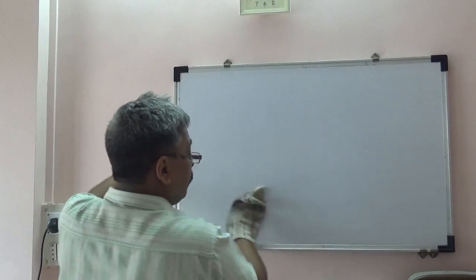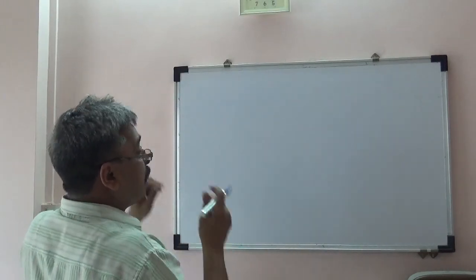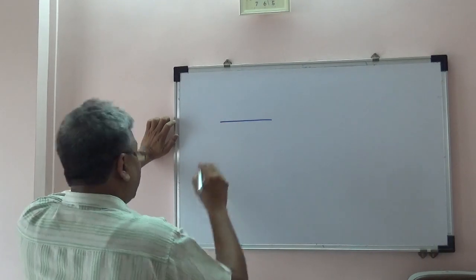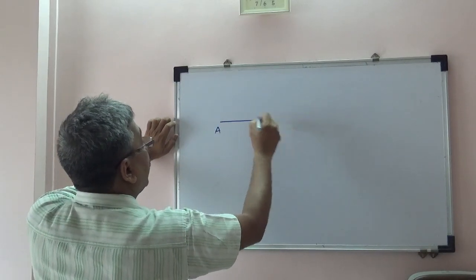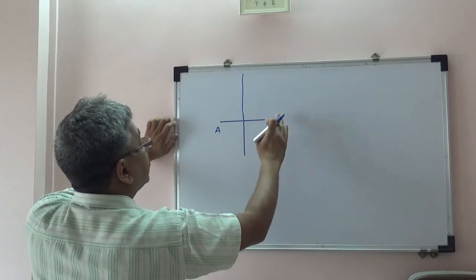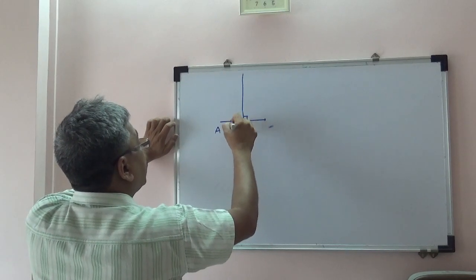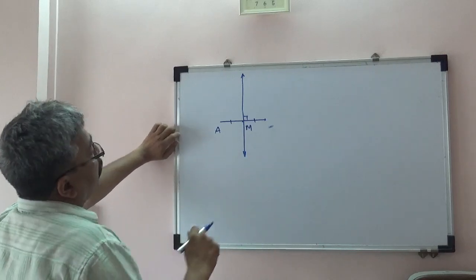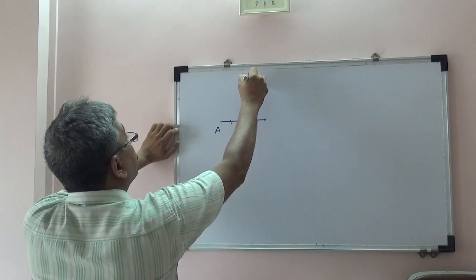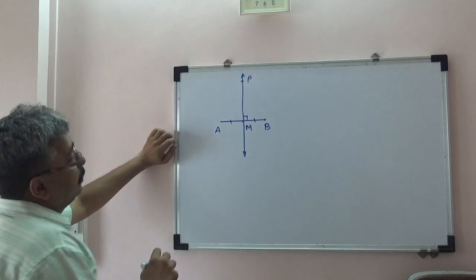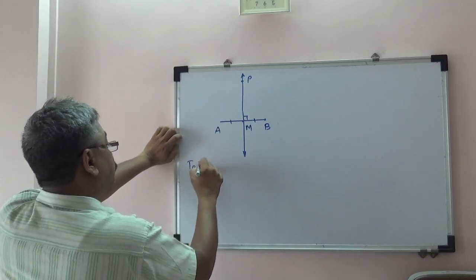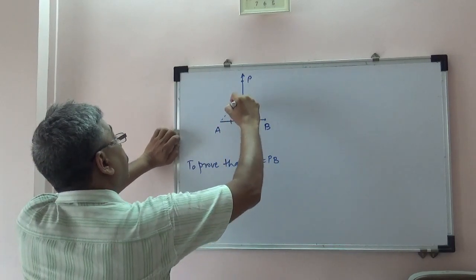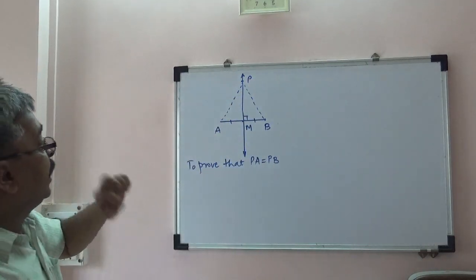Now we will solve one problem on the application of SAS, and we will figure out how the remaining 3 elements help us. The problem is, say AB is a segment, and we have a perpendicular bisector of AB which bisects and is perpendicular. Bisects means it makes 2 equal parts. Let this point be M, and this is the perpendicular bisector, so it is a line and it is at 90 degrees. The problem is, if we take any point P on this perpendicular bisector, then P is equidistant from A and B. To prove that, PA equals PB. So we join PA and PB, and we know now that there are 2 triangles in this picture.